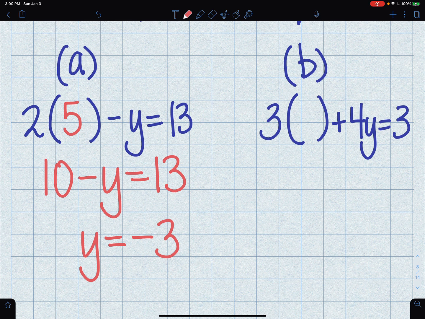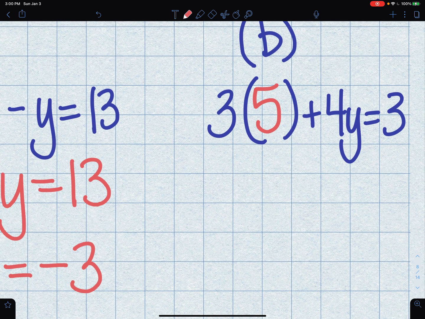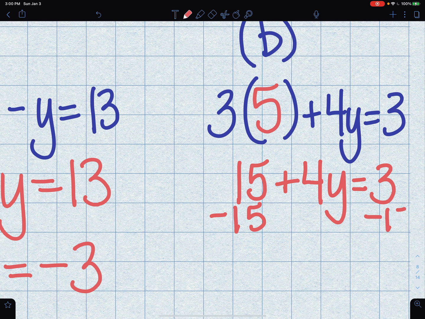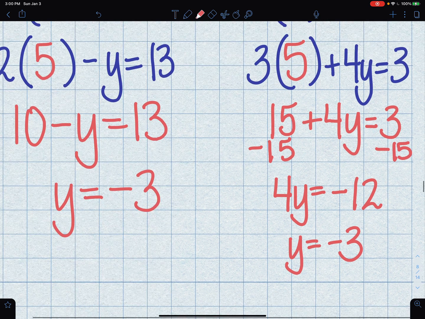Okay, now let's do it in the other one. X is 5, so I'm going to put the 5 in there for this equation. Now I've got 3 times 5, which is 15, plus 4y equals 3. Now let's subtract 15. And then 4y is equal to 3 minus 15, which is negative 12. And then y is going to be equal to negative 3. So I got the same thing both times, which just reinforces that we did it right.